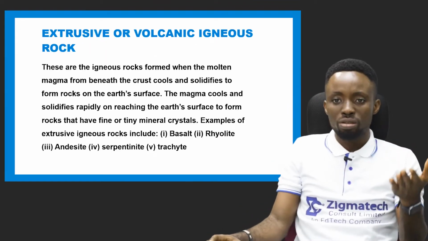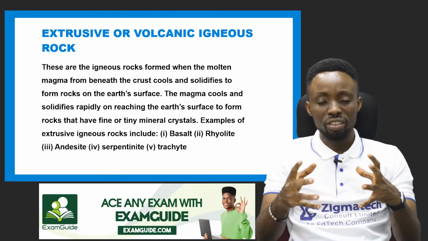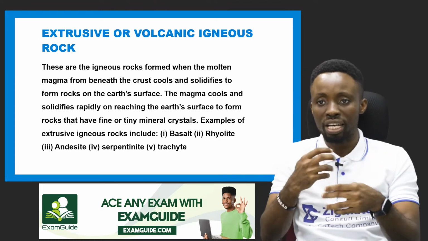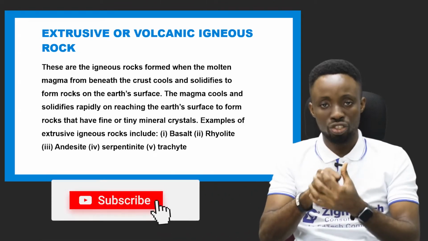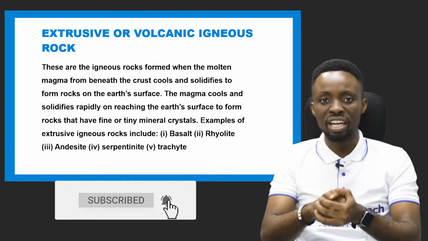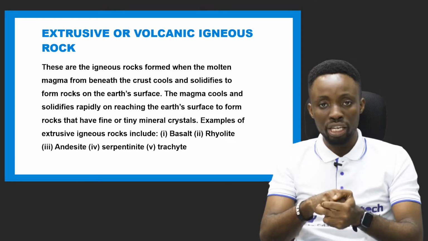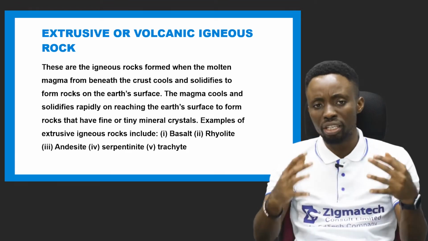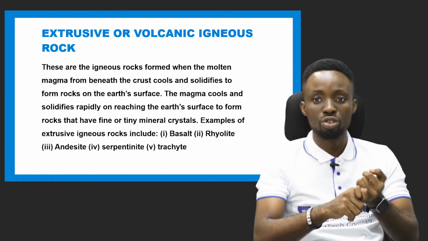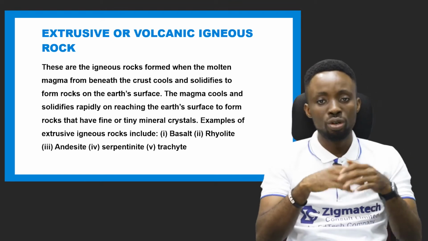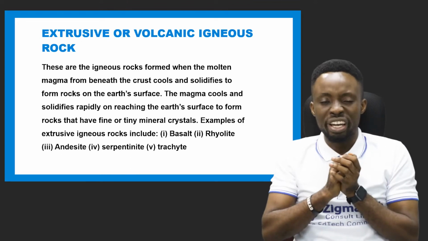So let's look at the extrusive rock and its examples. Like I previously said, when it comes towards the surface and rapidly cools at the surface, that hard substance that has solidified from the magma is what we call the volcanic igneous rock. Examples of the volcanic igneous rock include rocks like serpentine, basalt to be precise, then we have andesite, and we have trachyte. These are examples of the volcanic or extrusive igneous rock.